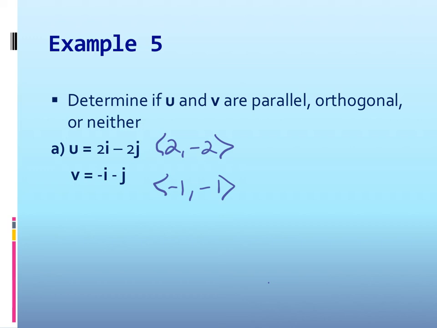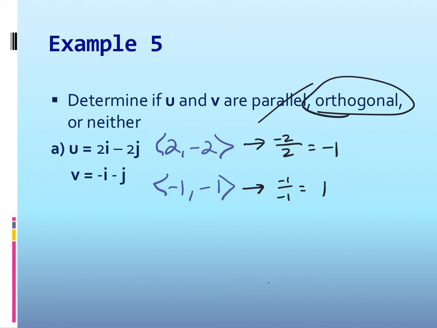So what would be the slope of U? Negative 1. It'd be negative 2 over 2, which is negative 1. What would be the slope of V? Positive 1. It'd be negative 1 over negative 1, which is positive 1. Are those the same? No, so we've ruled out parallel. Are they opposite reciprocals? Yes. 1 and negative 1 are opposite reciprocals. Okay. Opposite reciprocal is another word for perpendicular?